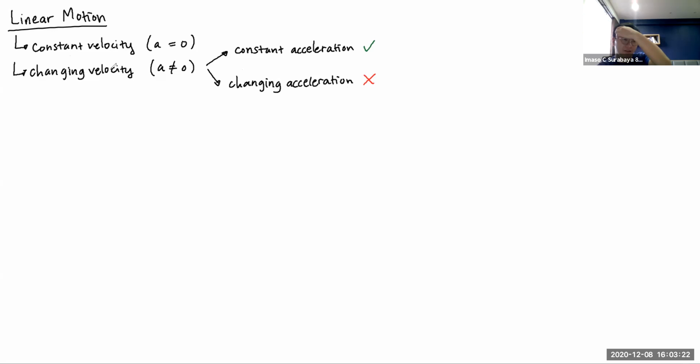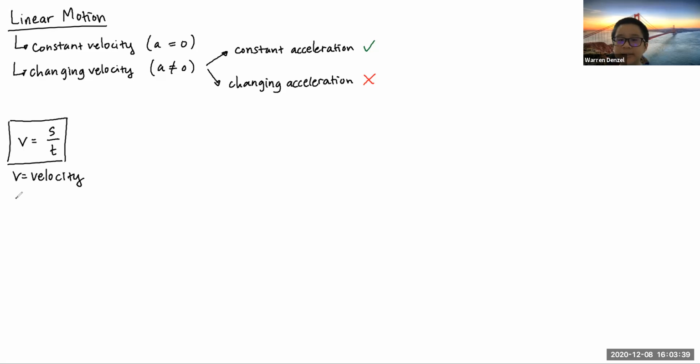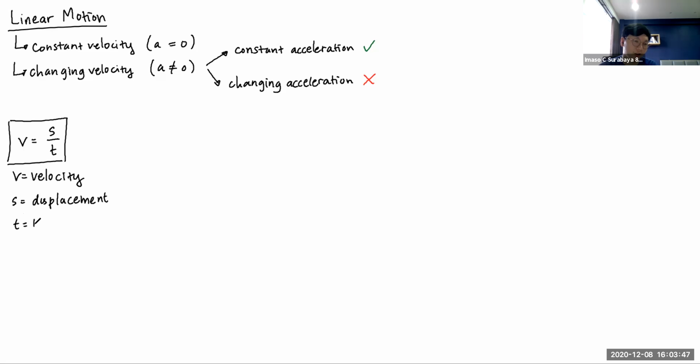Okay, so the first one, linear motion with constant velocity. What is the basic formula? I think it is this one. Velocity is equal to s divided by t. What is s and t? Velocity is speed, of course. S is displacement, while t is time. What are the units of each of these quantities?